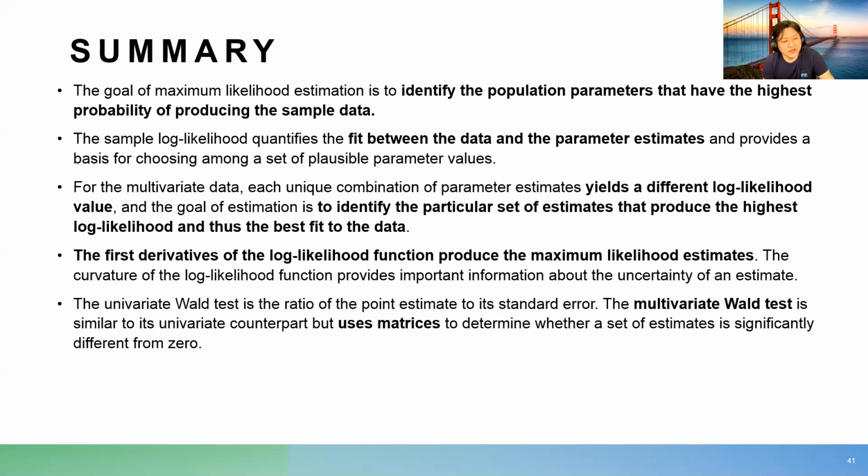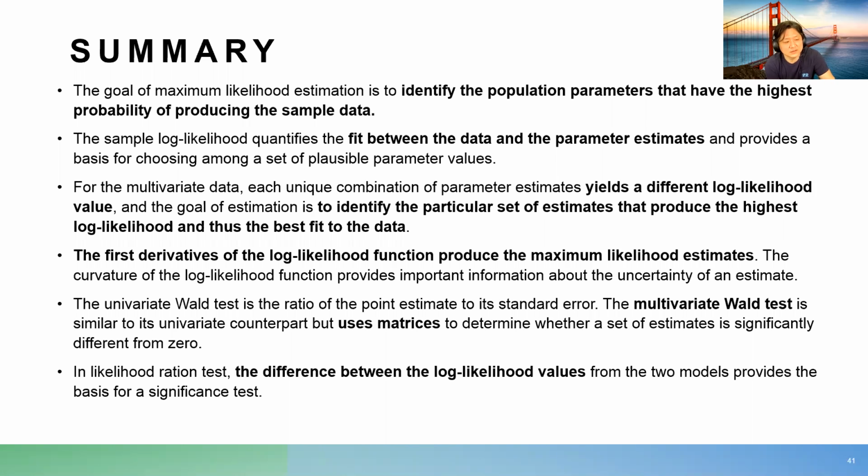And then the univariate Wald test is the ratio of a point estimate to its standard error. So beta divided by the square root of the variance, right? So that is the univariate Wald test. But the multivariate Wald test is very similar to the univariate counterpart, but it uses matrices and covariances.